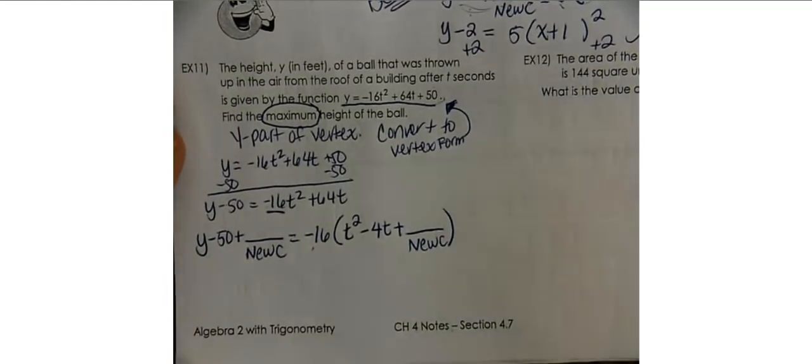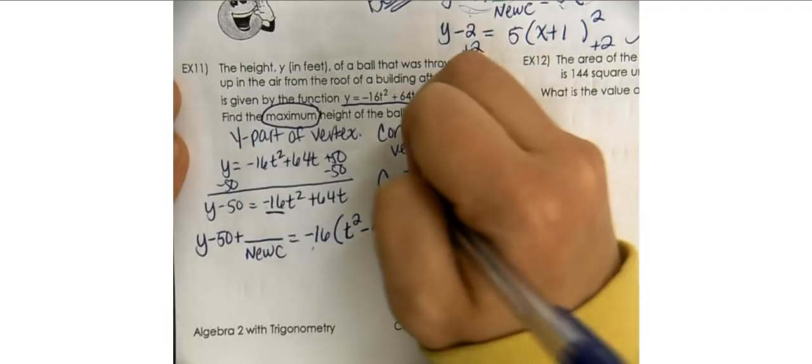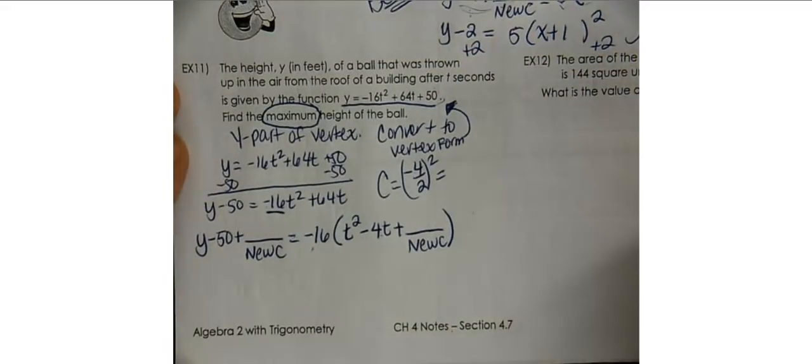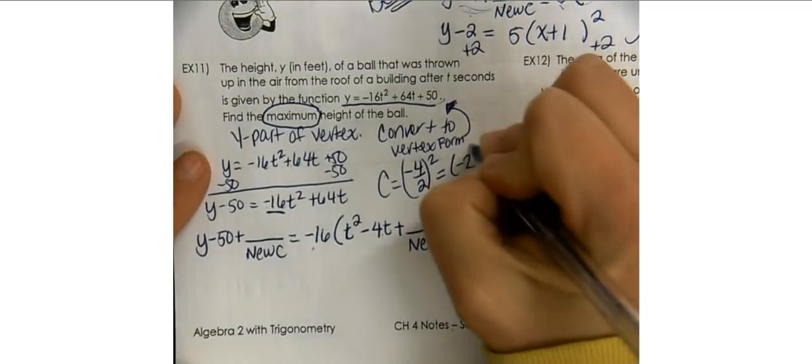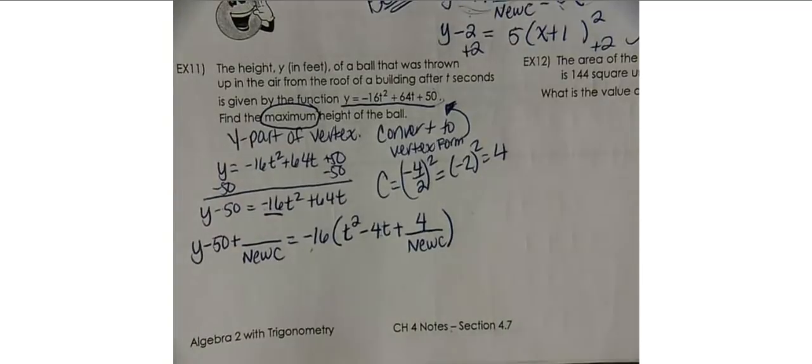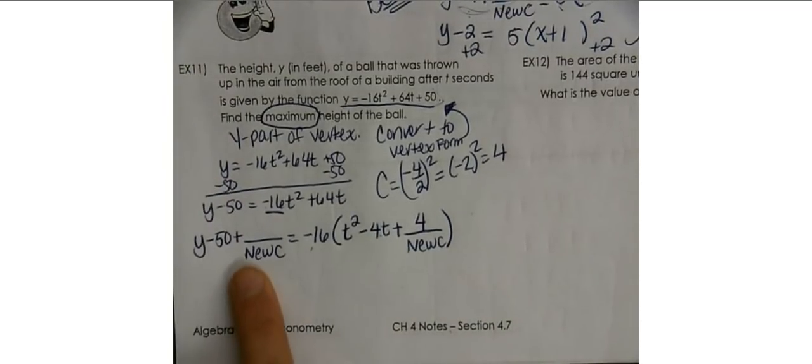Okay, so my c value is going to be my b value, which is negative 4, cut in half and then squared. So half of negative 4 is negative 2, and negative 2 squared is 4. So I'm going to add 4 on the inside of my parentheses, but be careful. I am not going to add 4 to the other side.